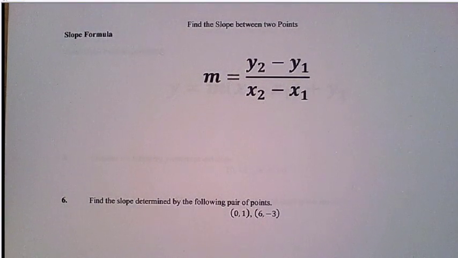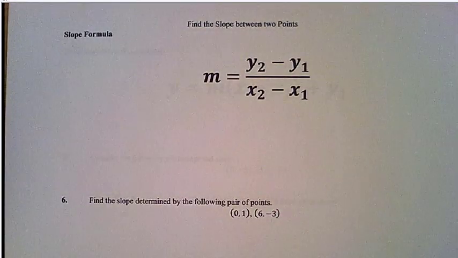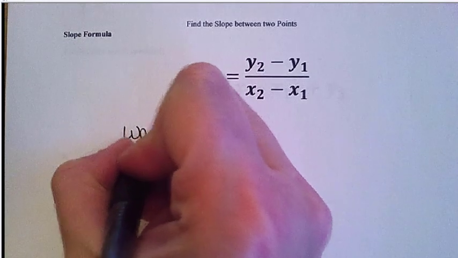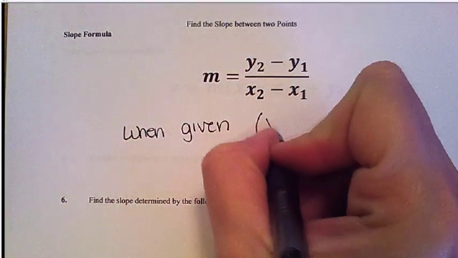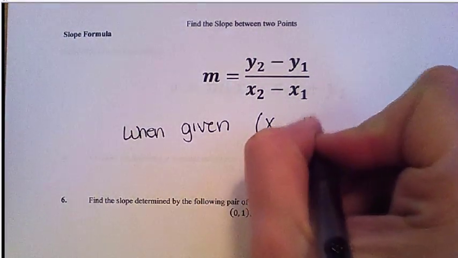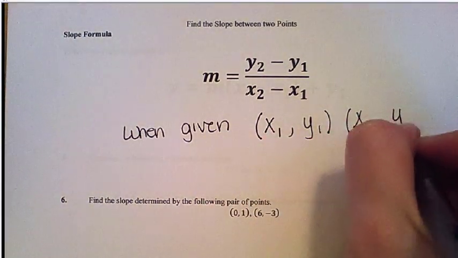So for our next set of problems, we are actually going to be finding the slope based off of 2 points. So we're not going to have a graph anymore. They're going to give us 2 points and we're going to tell them what the slope is. And that is what I have right here. This is the formula for a slope when given 2 points, x1 comma y1 and x2 comma y2.